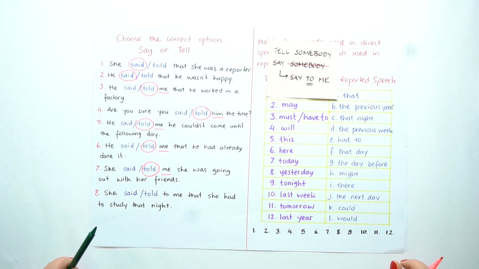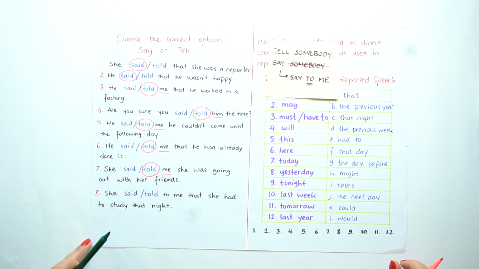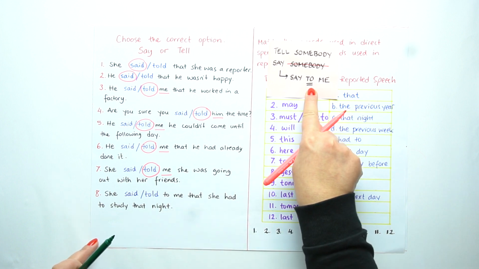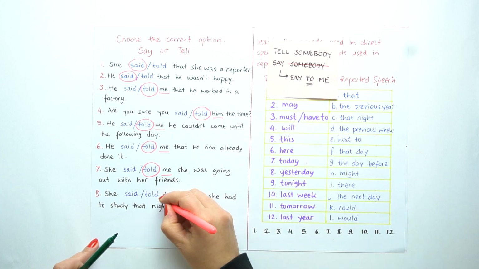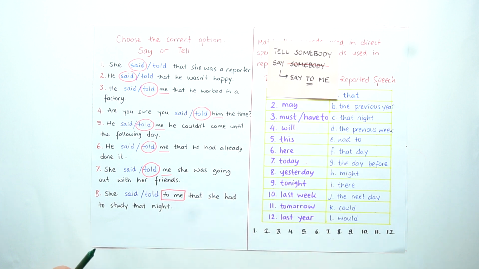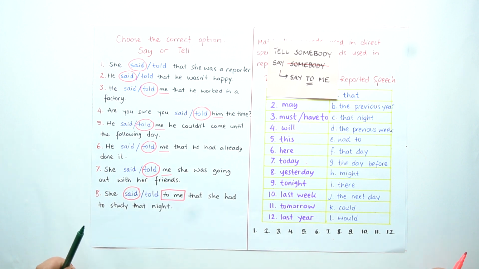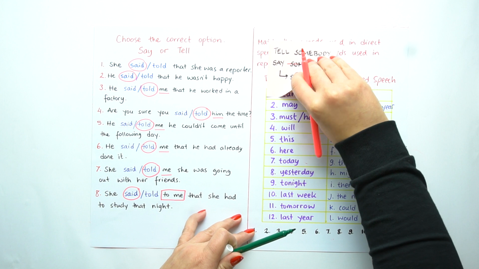She said or told me that she had to study that night. Be careful, okay? We have to me here, all right? So she said to me. All right.